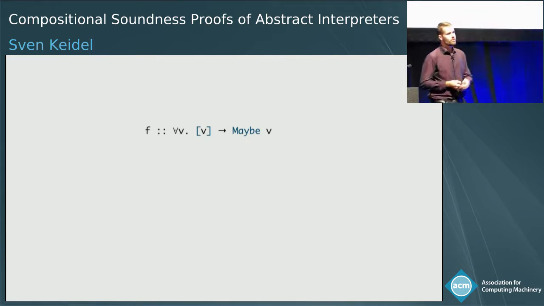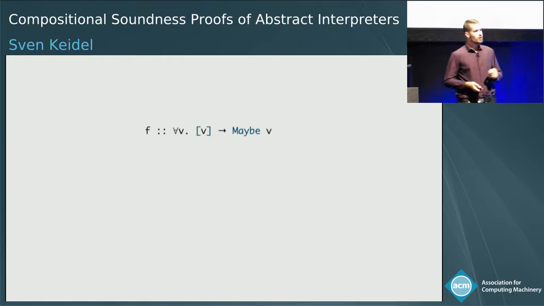Now, what we can learn from this only by looking at this type is that this function can choose an element from this list solely based on the length of the list, not on the contents of the list, because it's universally quantified in the contents of the list.